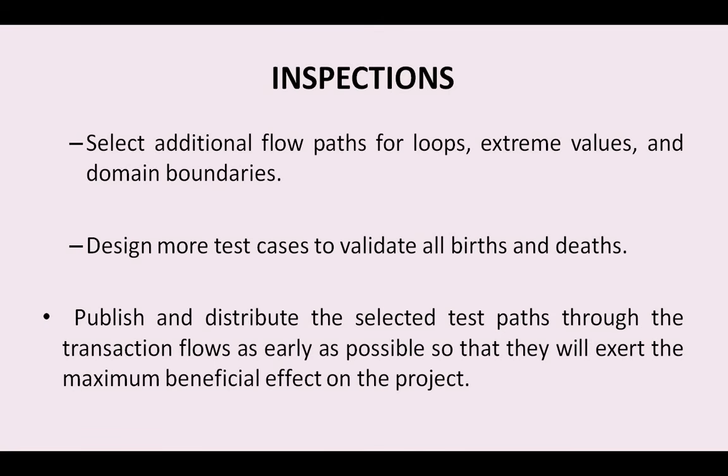Okay, so we see some of them. What are the things to be considered in the inspections? The first one is to select additional flow paths, loops, extreme values, and domain boundaries. Whatever things are completed, that is okay. If those are not required, we have to select some additional flow paths for the loops, and use some extreme values and some extreme domain boundaries.